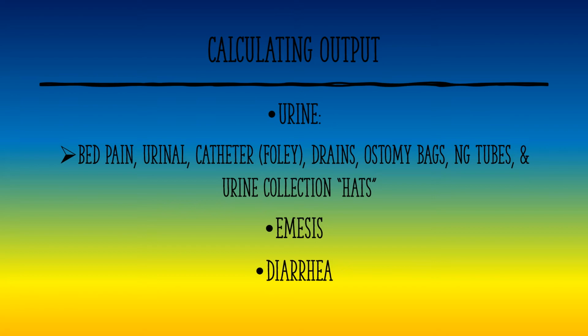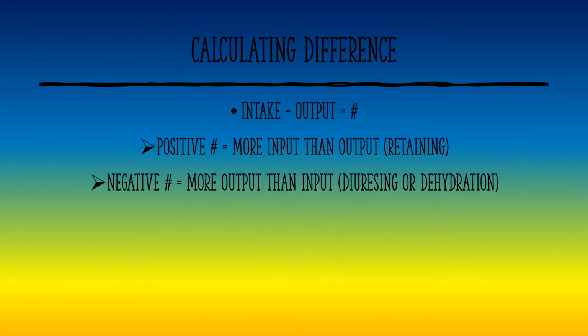Calculating output is everything that comes out of the body. So urine, so we're going to need to empty the bedpan, the urinal, the Foley catheter, any drains, ostomy bags, NG tubes, and urine collection hats. That's everything that's coming out of the body. Emesis and diarrhea also we're going to calculate as output.